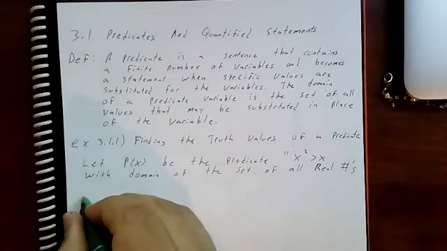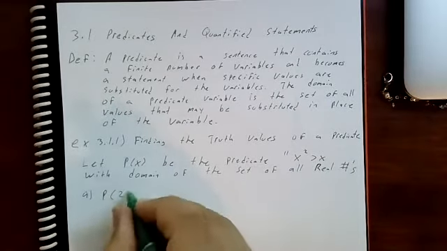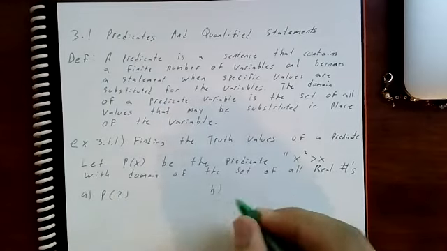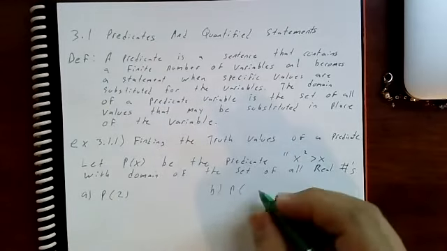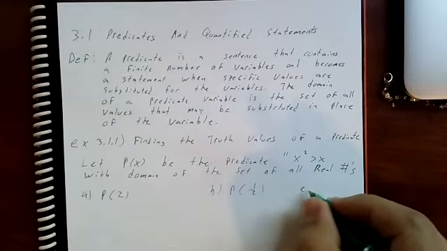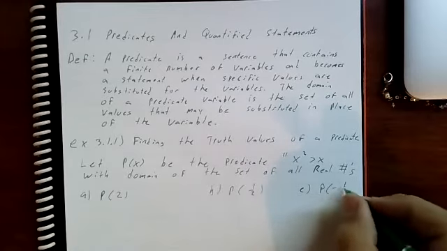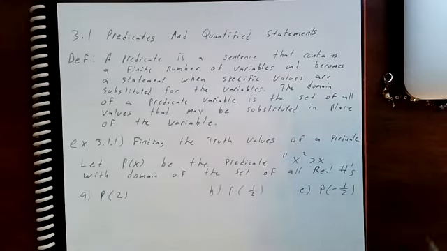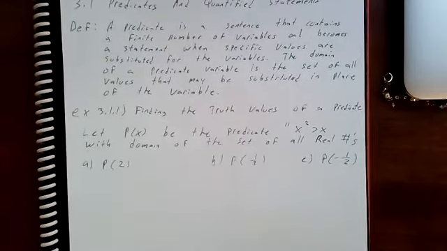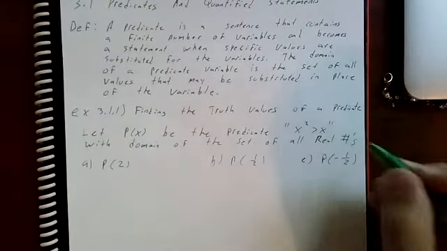So part A, find P of 2. B, find P of 1/2. C, find P of -1/2. All right, so P basically is this predicate here, put in quotes.